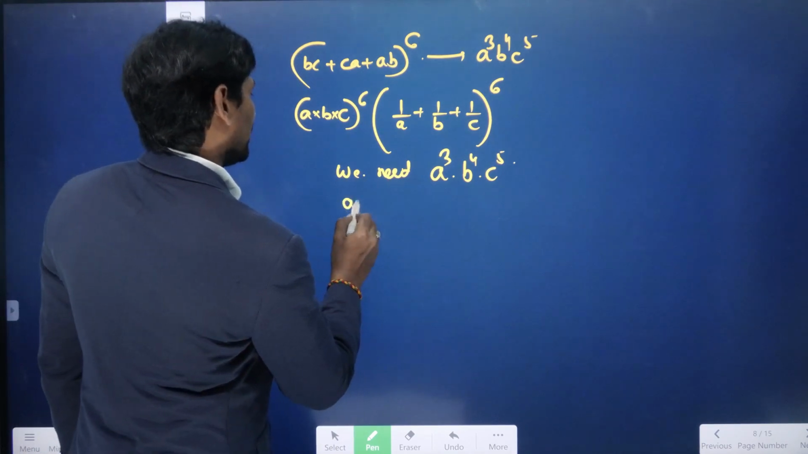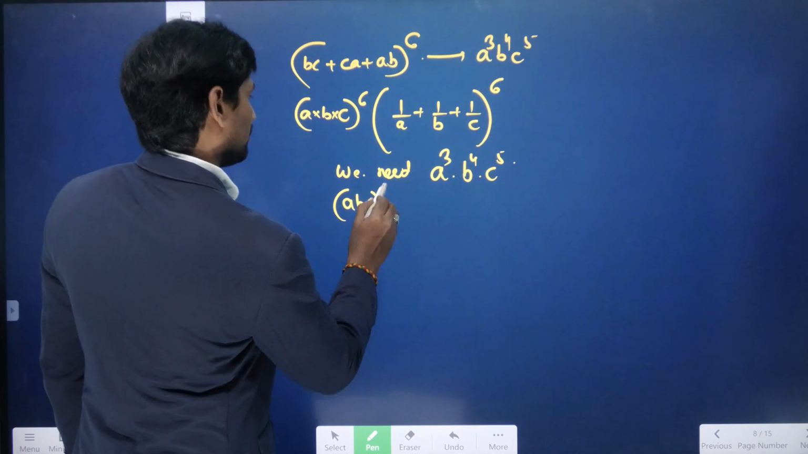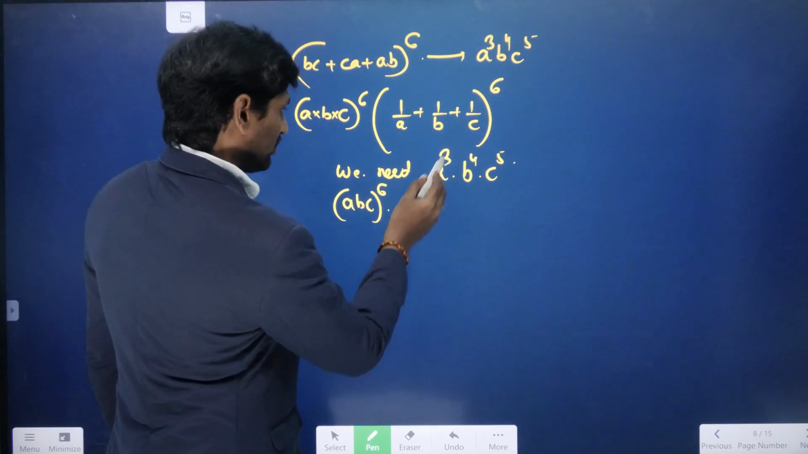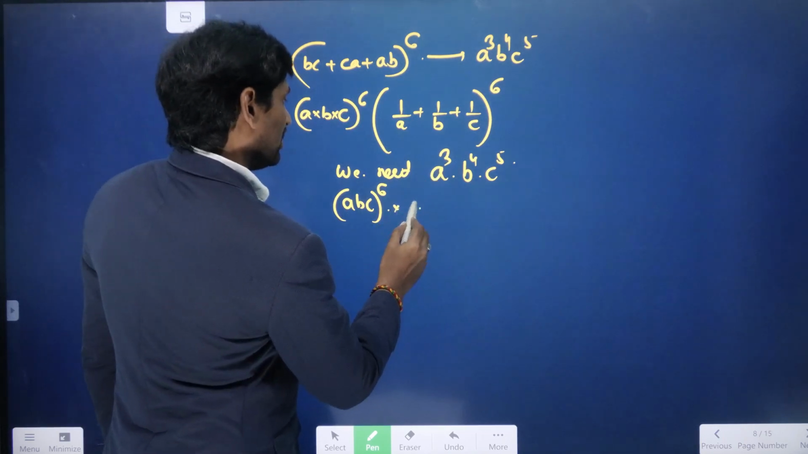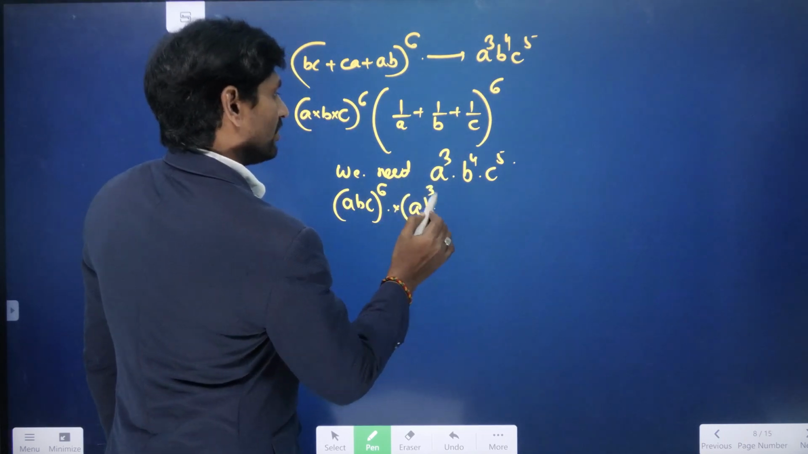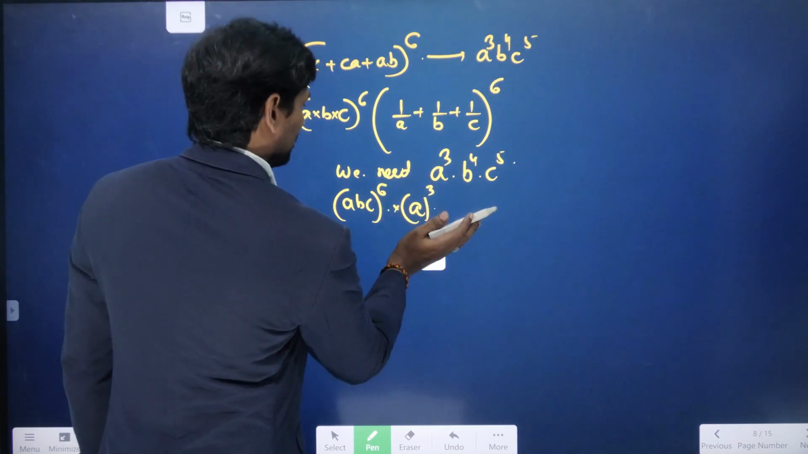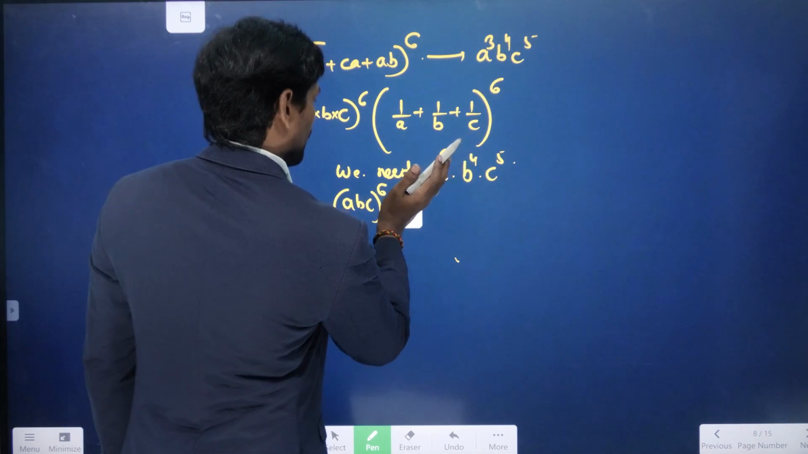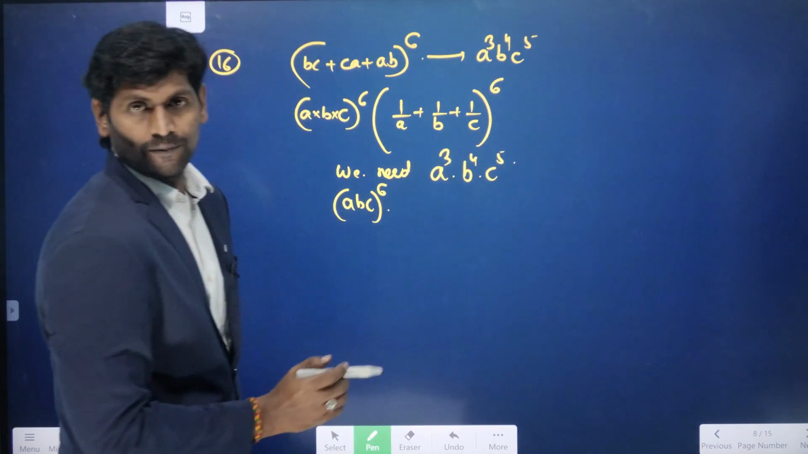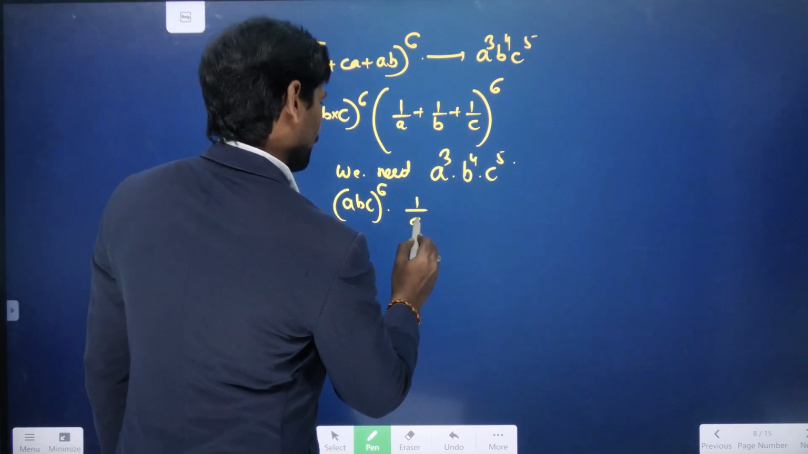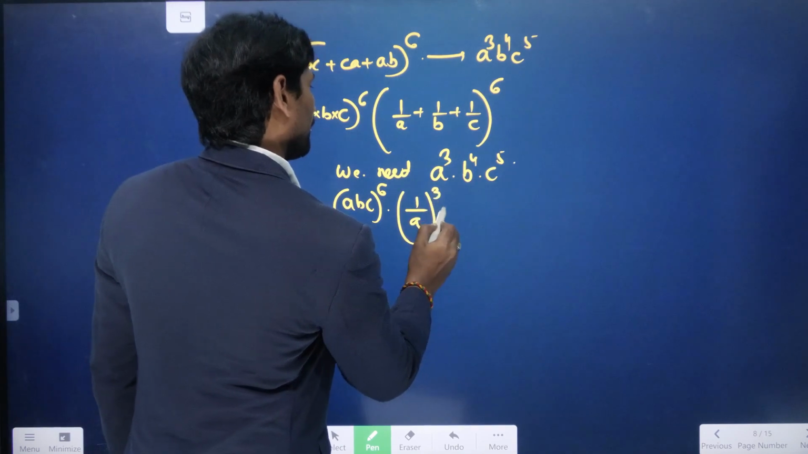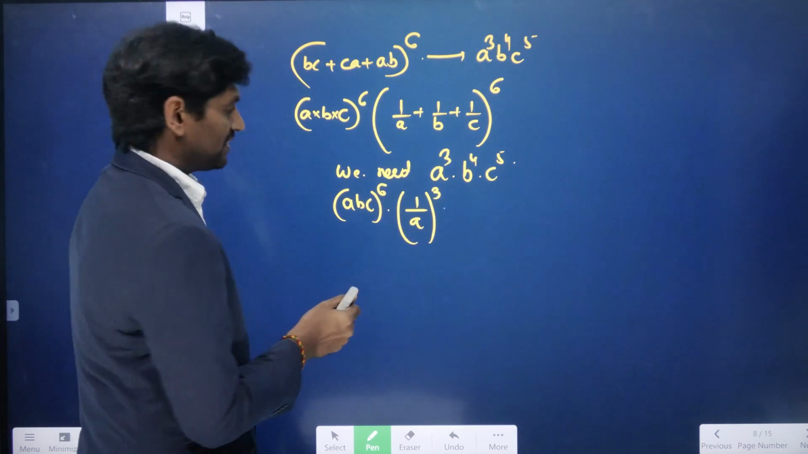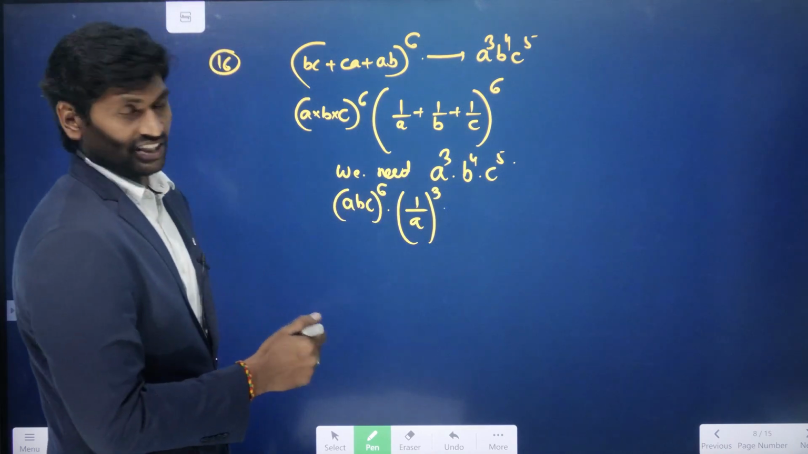So from this I am taking that (abc) whole to the power of 6, and here 1 by a power 6 will be there, but we want 3 only, a cube. Nothing but still a cube will remain, or 1 by a. Check here: a power 6 into 1 by a whole cube is nothing but a power 3.